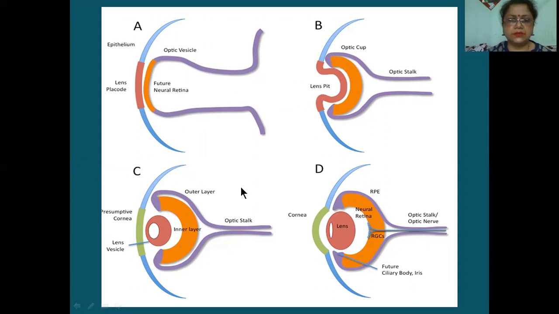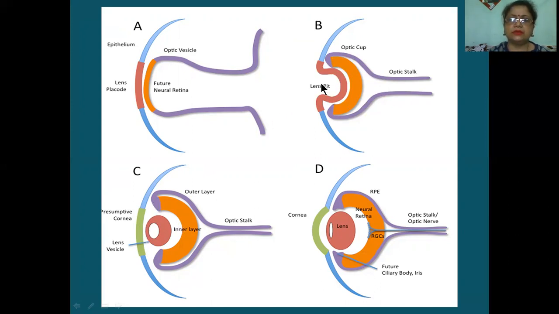Next, come to B. In B, what happens? Slowly there will be an invagination. This lens placode became like a groove, a pit, a depression. You can see a depression. Similarly, here it has become an optic cup, and this part which has thinned down has become the optic stalk. This area also has become thicker. Now come to C.